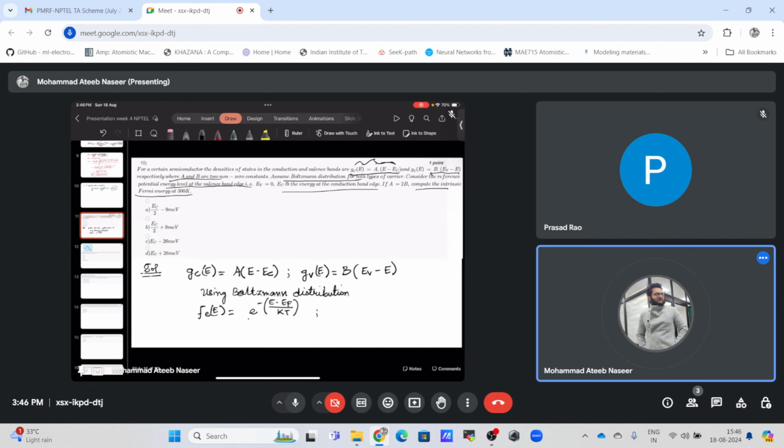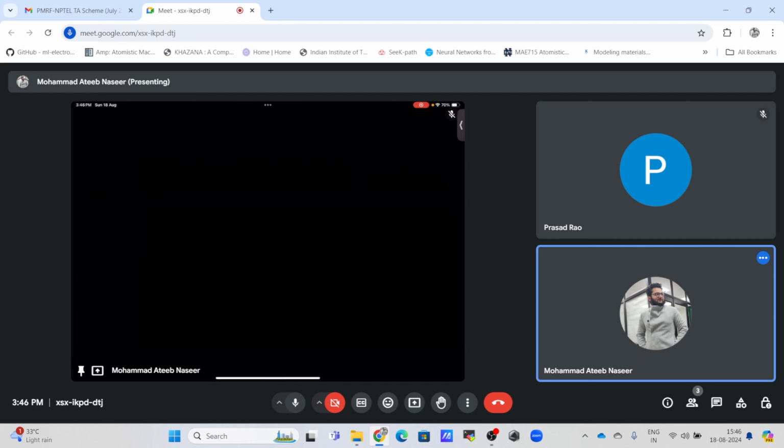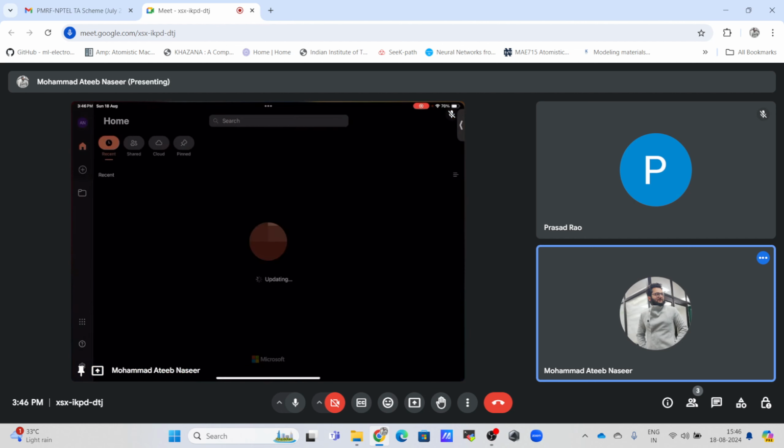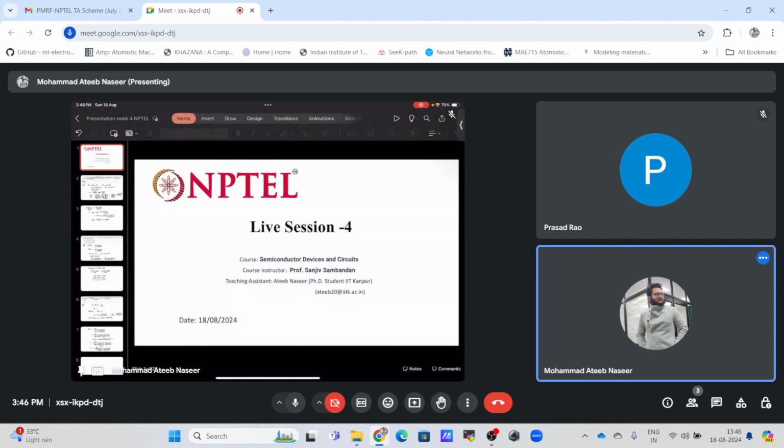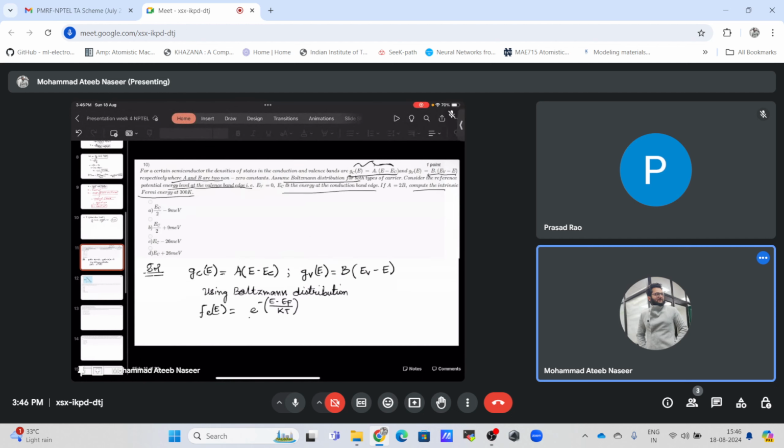And for holes, let's write again: fh of E is equal to exponential of E minus EF by kT, using a similar argument that E minus EF is much greater than kT.